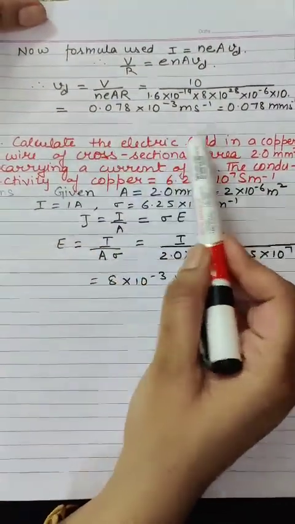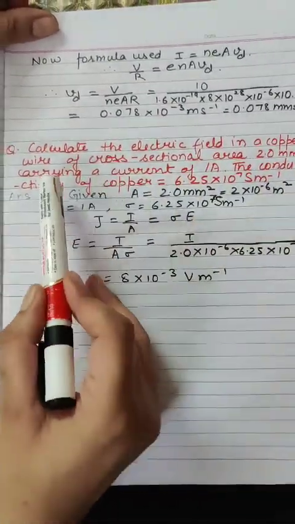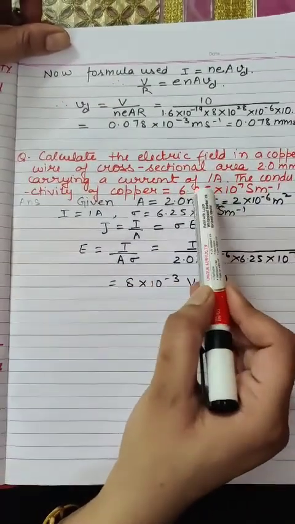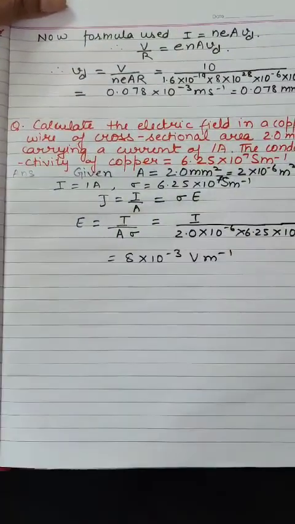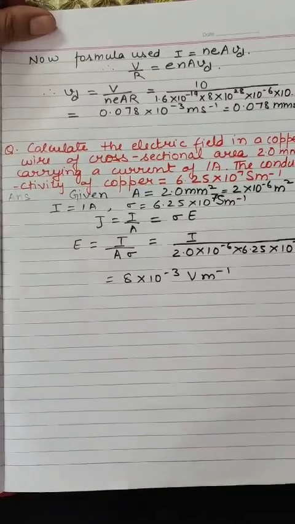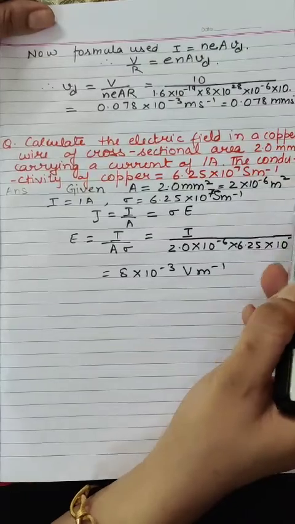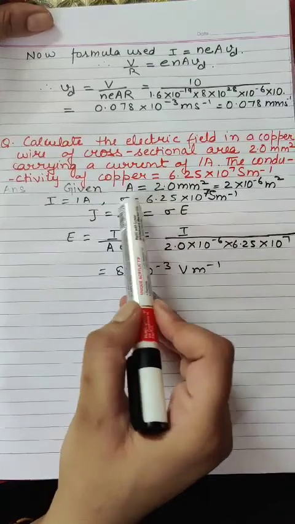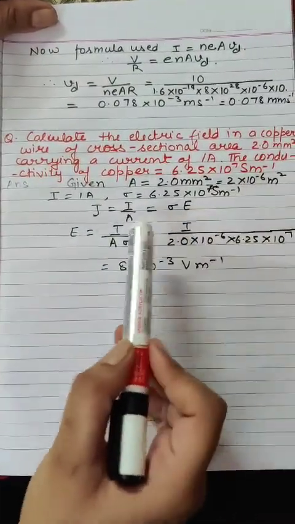Now let's move on to the next numerical, that is: calculate the electric field in a copper wire of cross-sectional area 2 millimeter square carrying a current of 1 ampere. The conductivity of copper is equal to 6.25 into 10 raised to the power 7 siemens per meter. Again we will write what is given to us. The given terms are area, which is 2 millimeter square, so we convert it into meter square. Then we have been given current, which is 1 ampere, and we have been given sigma, which is 6.25 into 10 raised to the power 7 siemens per meter.